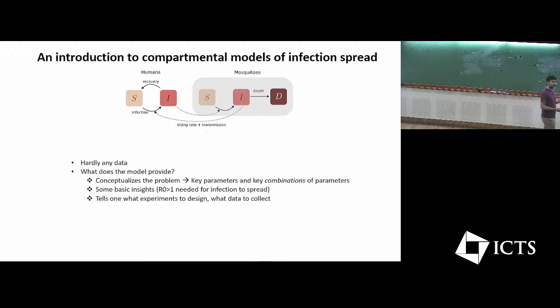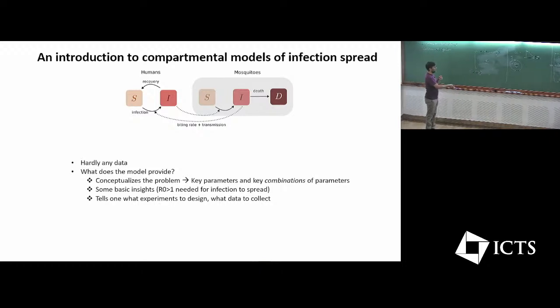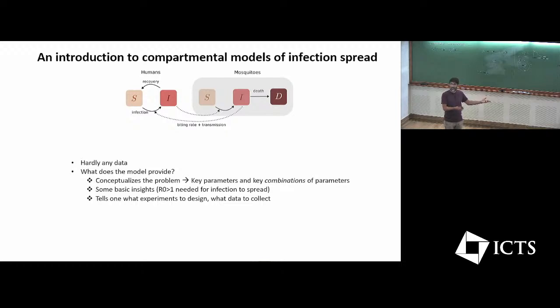A model can nevertheless be very useful in a situation where there's very little data, because it helps conceptualize the problem. It helps tell you what are key parameters to think about, what are key combinations of parameters, like this. So the fact that in this simple model, this particular combination of parameters was very important, tells you that in some ways you don't need to know all of these parameters independently. If you could measure them separately, great, but if you could measure particular combinations, this is the combination you really need to know. So any which way, if you can get this combination without measuring the underlying parameters, that's also fine.